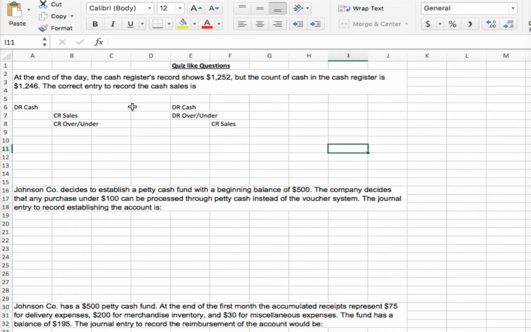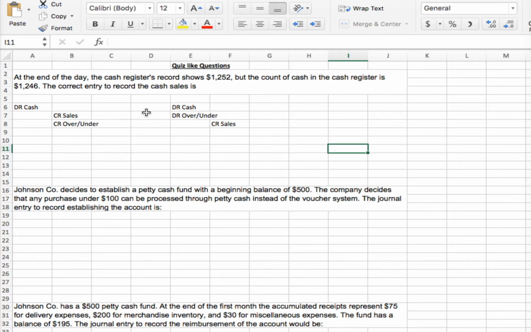At the end of the day, the cash register's record shows $1,252, but the count of cash in the cash register is $1,246. The correct entry to record the cash sales is what? Okay, so what I've put up here already is the template for both scenarios here. We have the template for cash being greater than it should be and the template for cash being less than it should be.